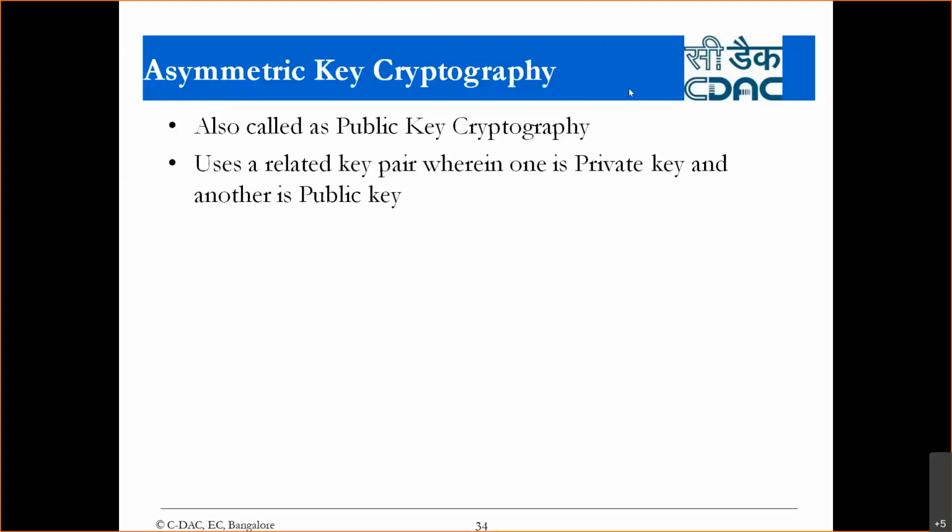I'll ask you questions also in between. This particular slide is very important from the perspective of digital signatures. Here it is also called public key cryptography, and this type of lock is a unique lock which has two keys. One key is used for locking, the second key is used for unlocking. Please remember this, I'm repeating again. There are two keys. One key is used for locking, the second key is used for unlocking.